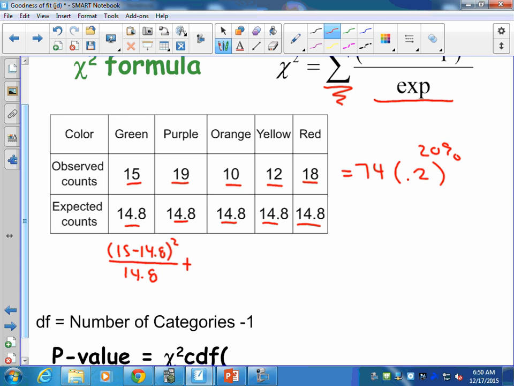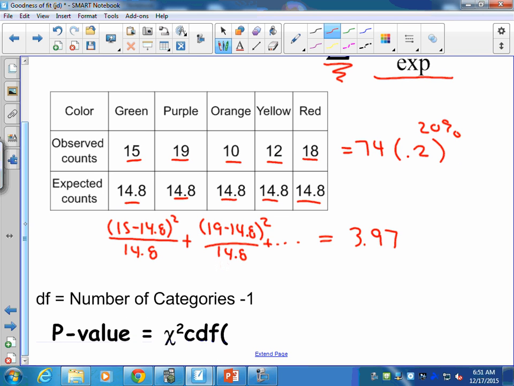The proportional part is taken care of by that denominator value. And then we would keep moving. 19 minus 14.8 squared over 14.8. And we would do that for the rest of our values to get our chi-squared value of 3.97. Now, chi-squares are not going to look like normal distribution or t-values. They are going to be larger values. So 3.97 might not be an alarming chi-square value.